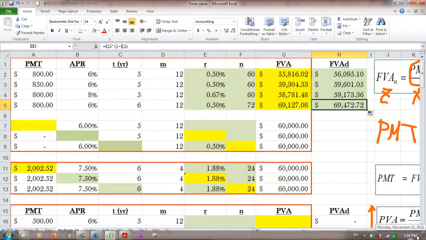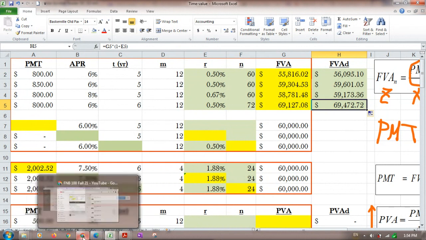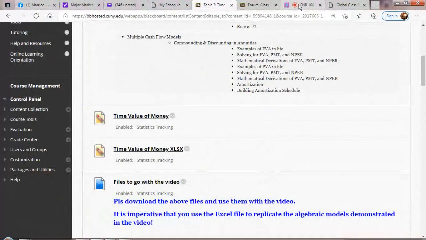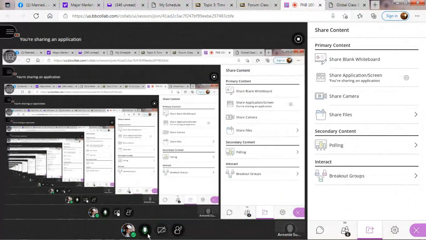It's 1:54 now. It's just about time to take a break. So we're going to take a 10-minute break and reconvene at 2:05. Okay, we're going to reconvene at 2:05. All right? All righty.